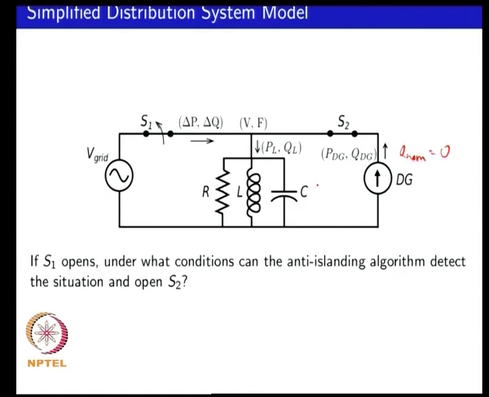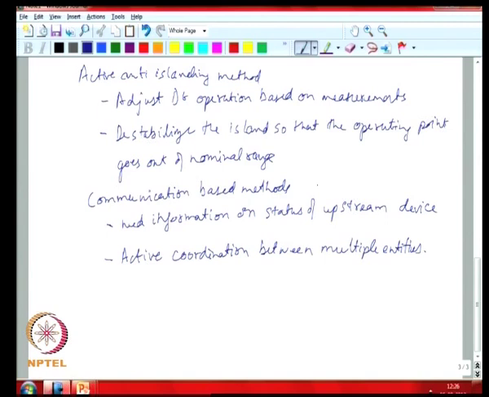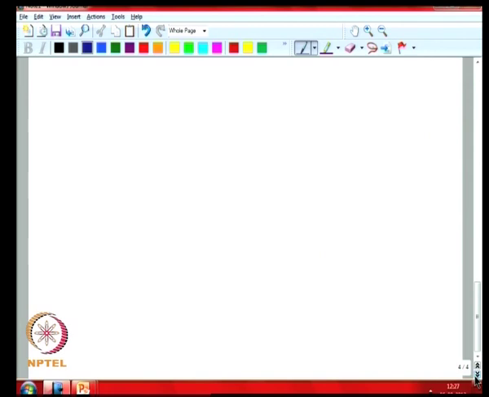So, if you look at the first situation, if V square by R is your load power.